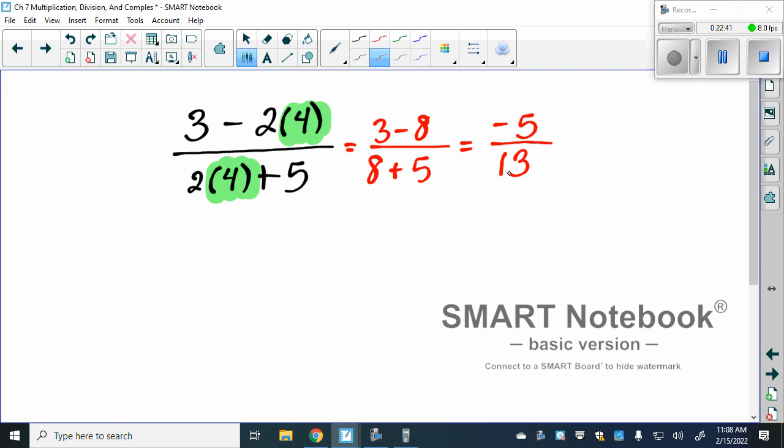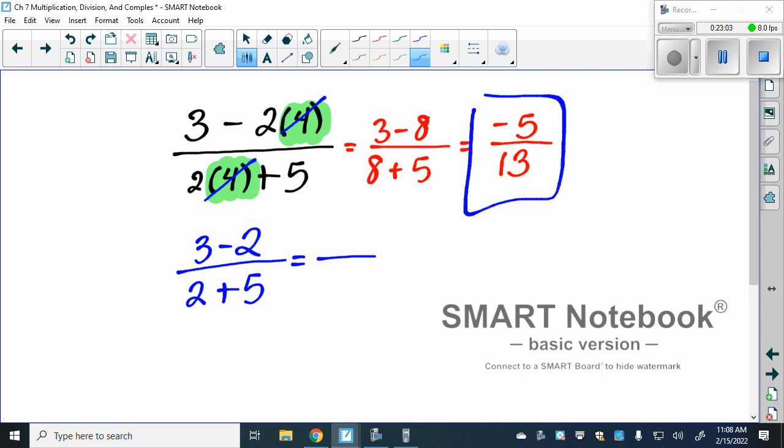Yes? Now, say we went through and said that these 2 here simplified. Or heck, we could say, which would leave us with what? 3 minus 2 on top, yes? And in the denominator, we would have 2 plus 5, and this should get us back to what? Negative 5 over 13, yes? Well, 3 minus 2 is 1, 2 plus 5 is 7. Are these anywhere near the same?